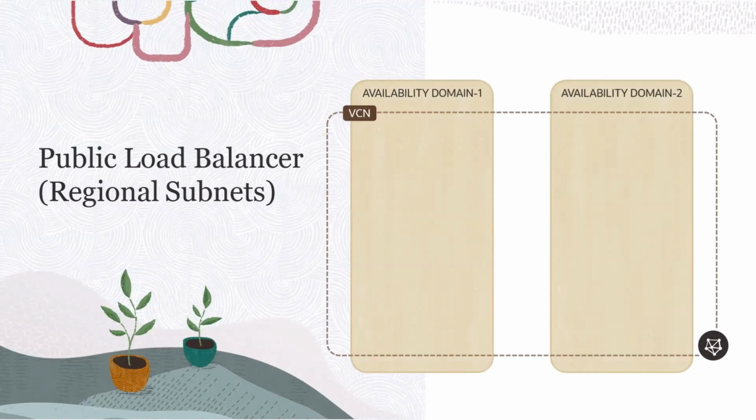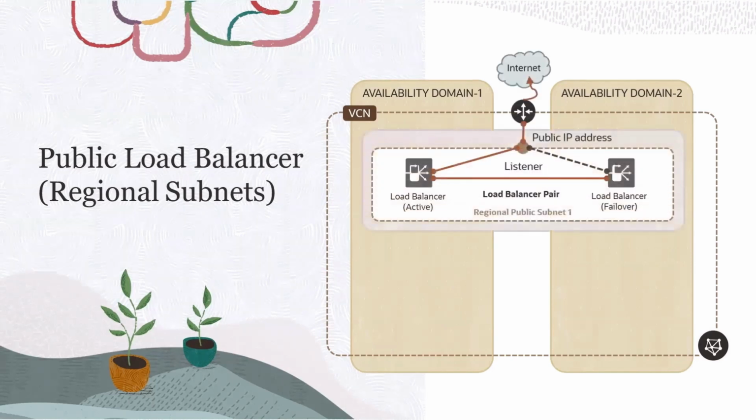Now let's look at the architecture diagram for a public load balancer in the case of regional subnets. Here you see that there is a VCN and it spans all the availability domains. We have deployed the public load balancer in the public subnet. And because this is a regional subnet, OCI places the primary load balancer in one availability domain and the standby load balancer in the other availability domain. You can also see there is a public IP address associated with it.